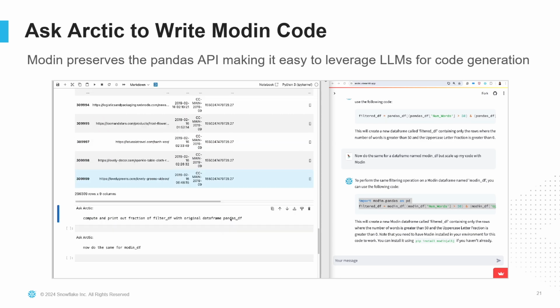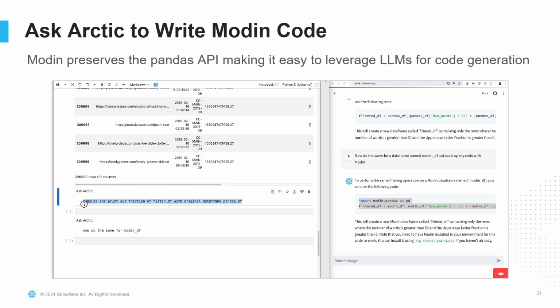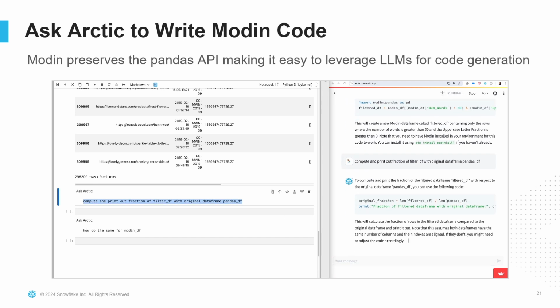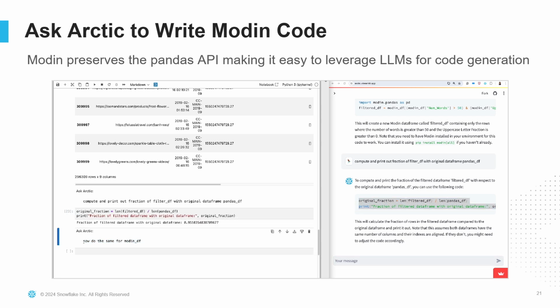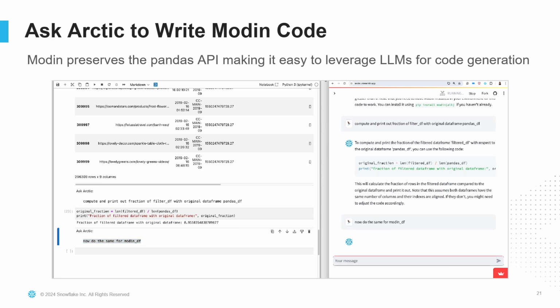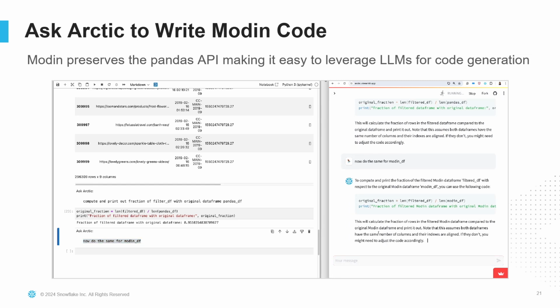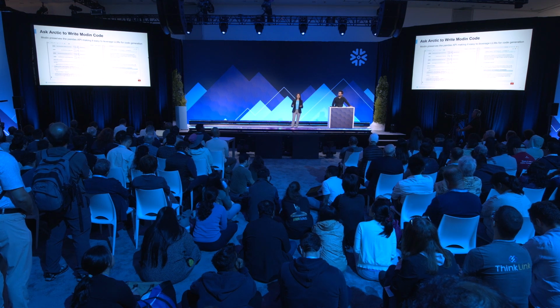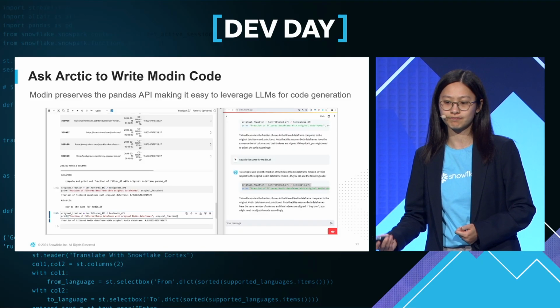I have a second example here where I wanted to compute the fraction of the data set of the filtered and unfiltered data frame. Again, I put it into Arctic and ask the question, and then I put the code back into my notebook and run it. The operation is exactly the same for Modin. This is one of the advantages of preserving the pandas API, because we can leverage the training corpus and all the code generation that LLMs provide for pandas code.